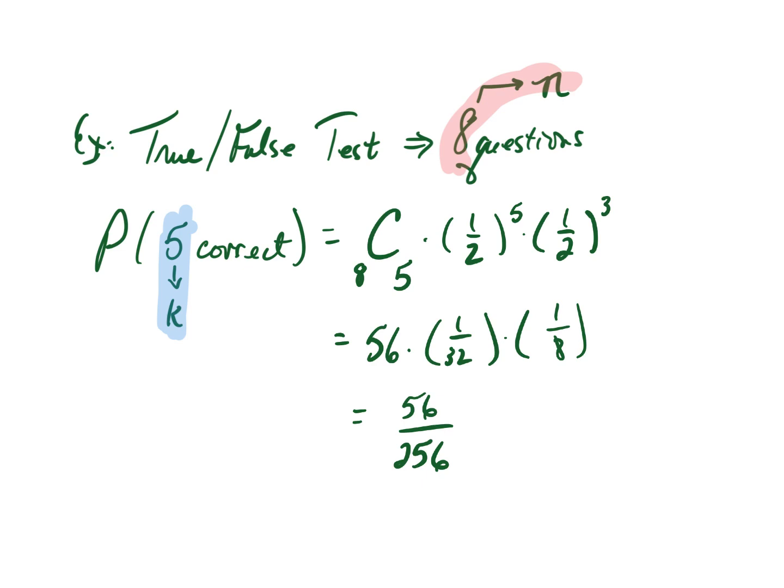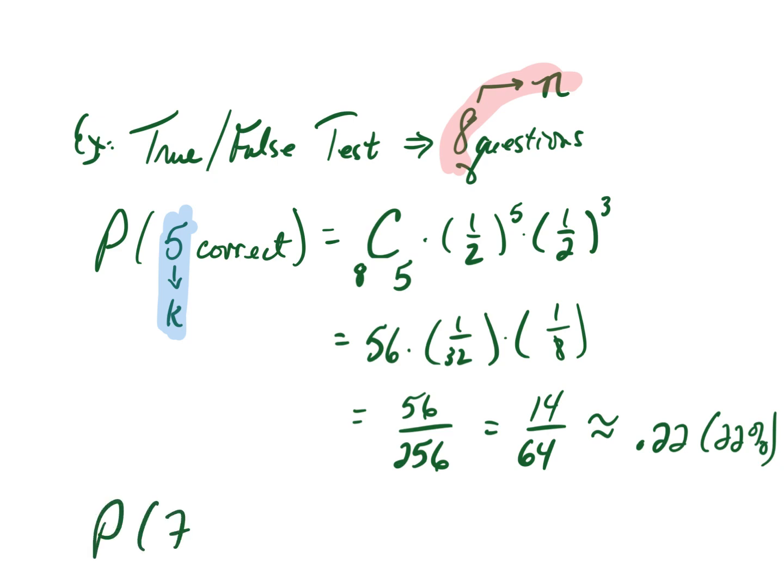All right? Now, I'm not sure what's going to cancel. I think I can cancel a 4 for sure. Yep. So if I canceled a 4 in the top and a 4 in the bottom, I believe I get 14/64. And if I punch that out as a decimal for everybody, we'll get about 0.22. So another way to think of that is you'd have a 22% chance of randomly guessing 5 correct. Okay? What if 5 correct isn't good enough for you? What if you wanted to get 7 correct? What would be the probability of randomly guessing 7 problems correct on our true-false test?